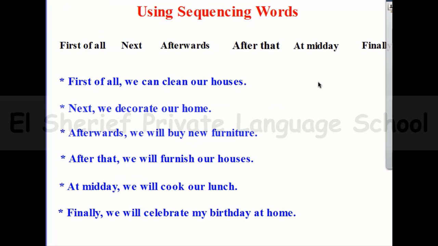Okay? Using sequencing words. The sequencing words are first of all, next, afterwards, after that, at midday, or finally. Look at these sentences. First of all, we can clean our houses. Next, we decorate our home. Afterwards, we will buy new furniture. After that, we will furnish our houses. At midday, we will cook our lunch. Finally, we will celebrate my birthday at home.